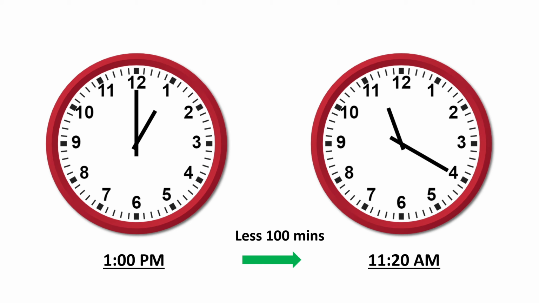Visually, if we look at the clock face, the end time would be 1 p.m. If we go backwards, we reduce it by 100 minutes or 1 hour and 40 minutes. 1 p.m. less 1 hour becomes 12 p.m. 12 p.m. less another 40 minutes, we'll get 11:20 a.m. So that's the answer.